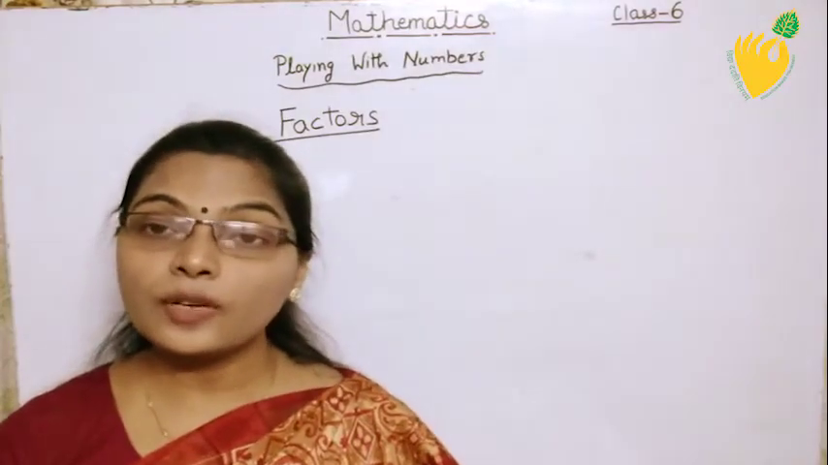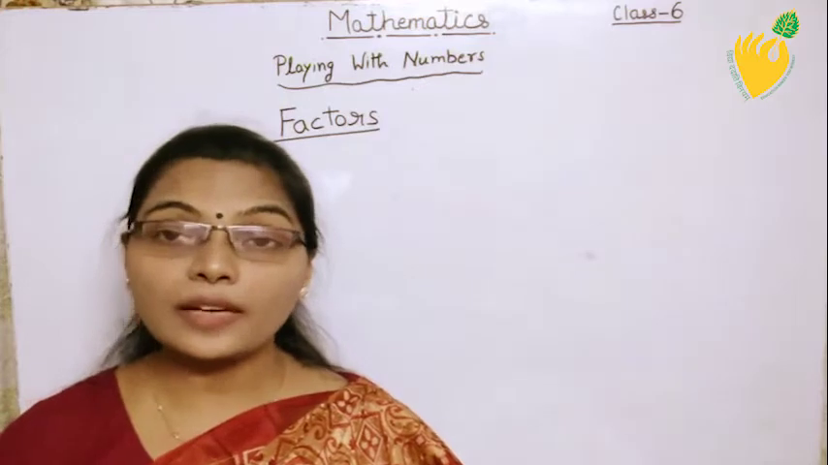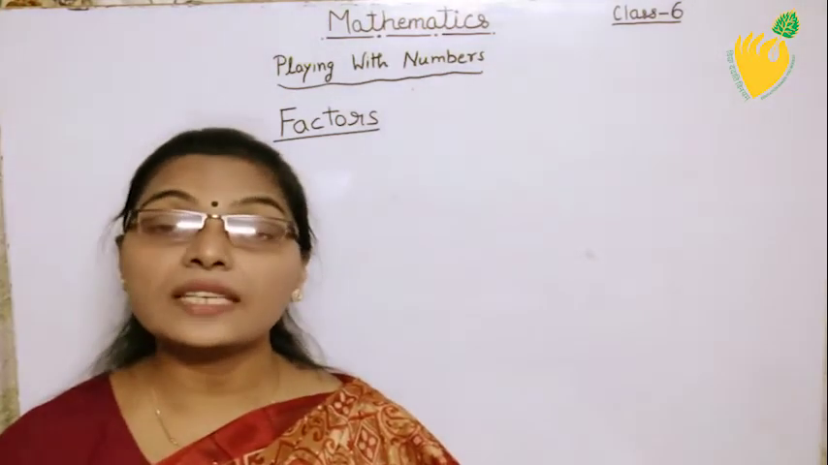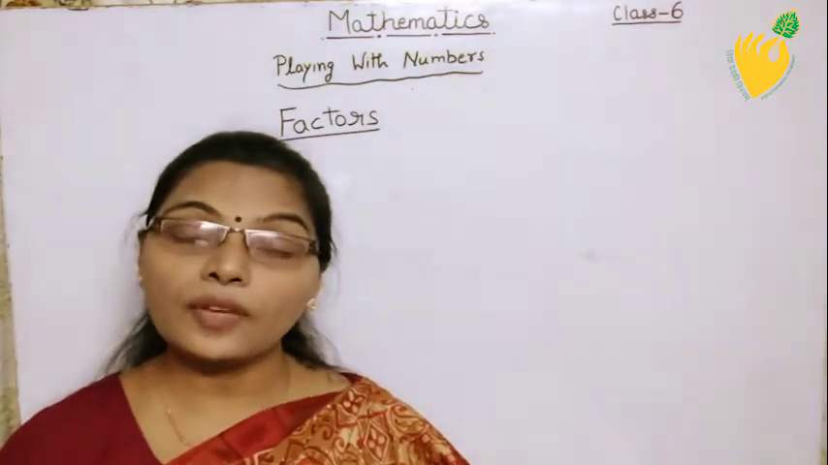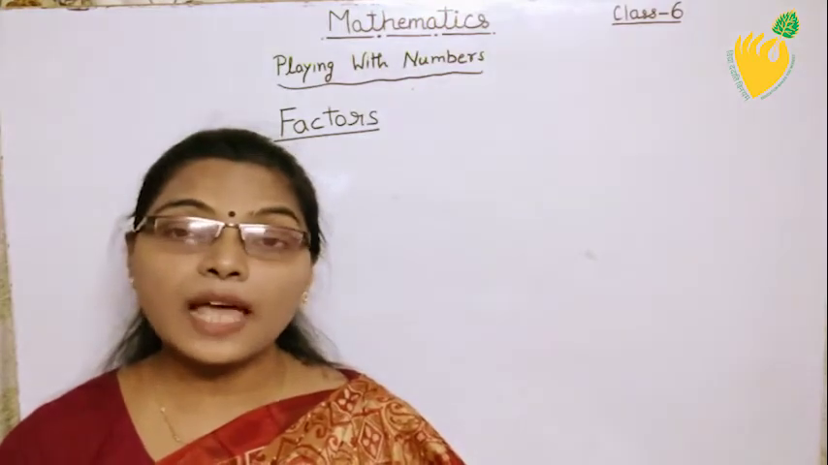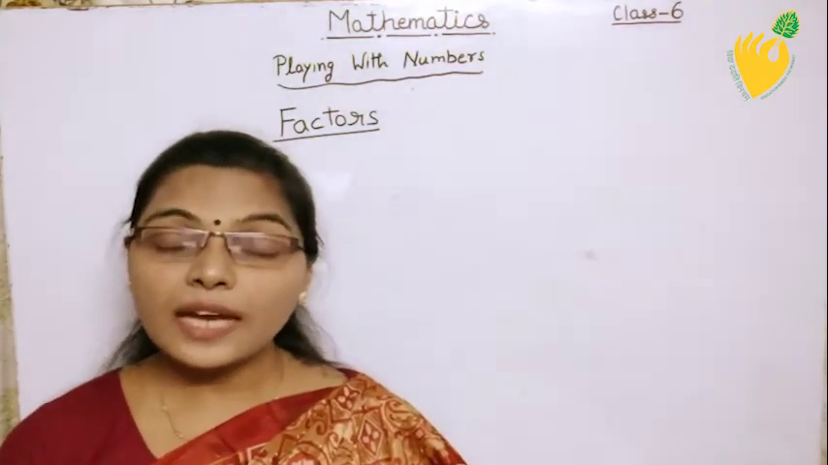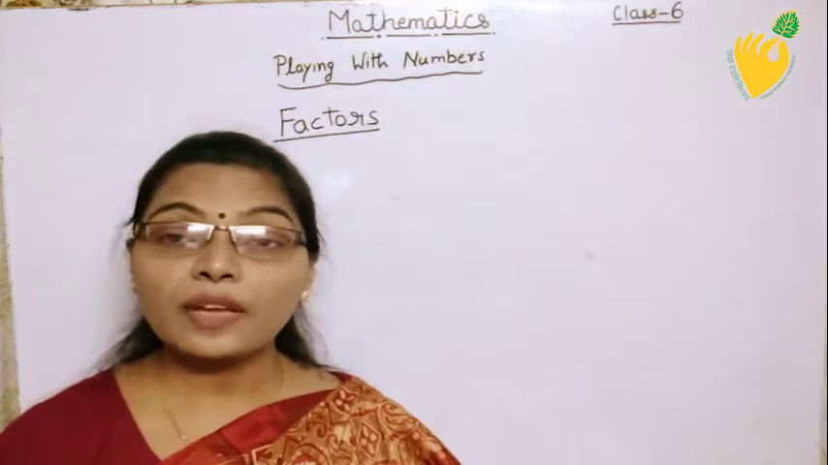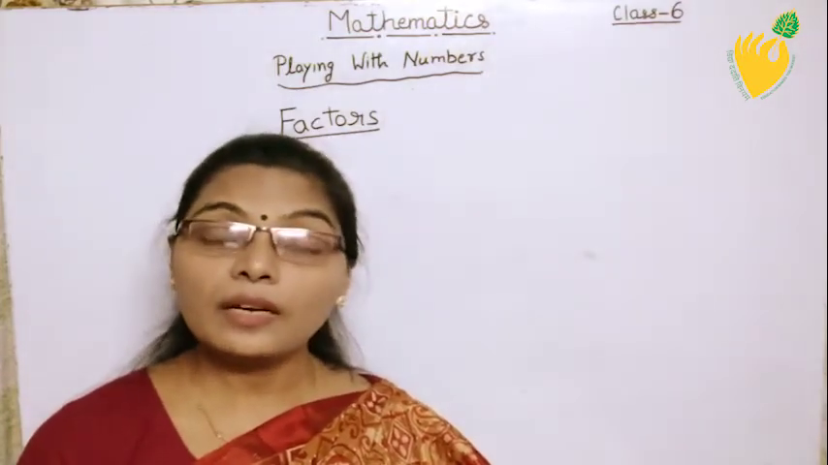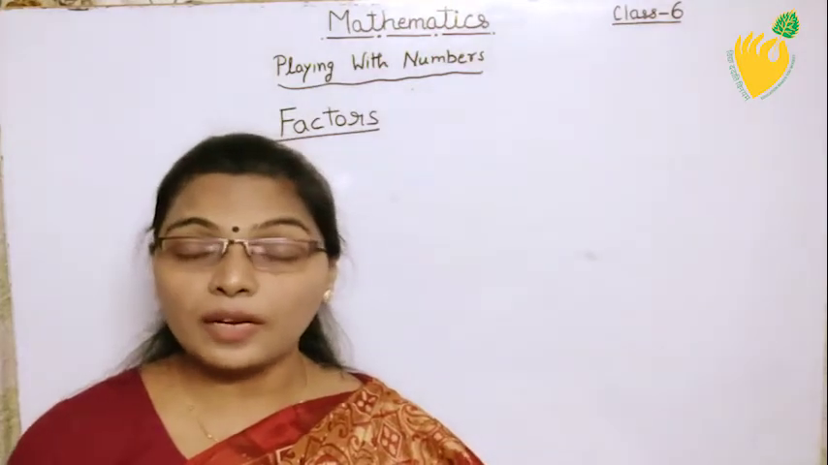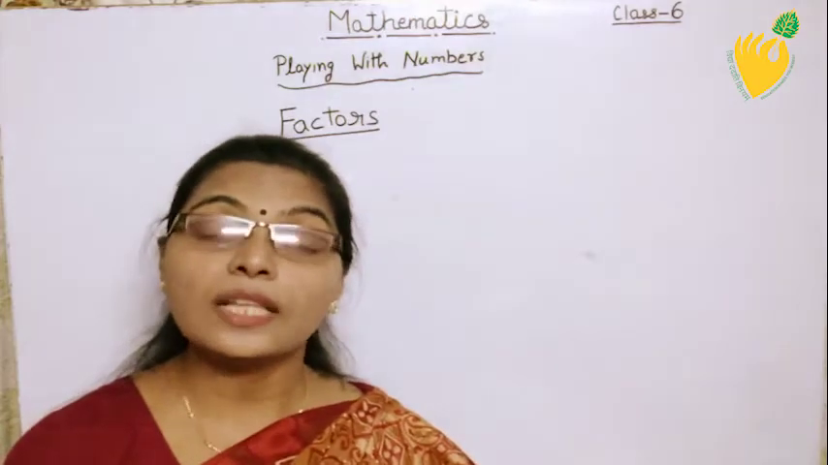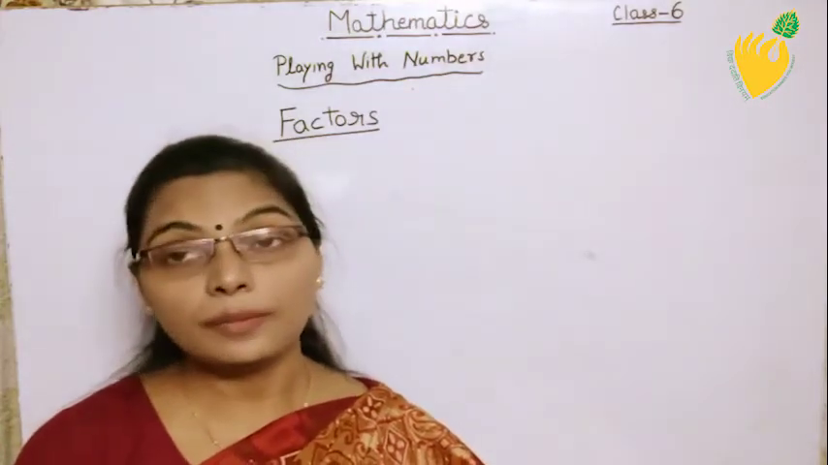Now students, I am going to explain you the next topic, that is factors. What are factors students? Any number which is an exact divisor of a given number is called a factor of that number. What do you mean by exact divisor students? Exact divisor means that whenever we divide any number by any number, the remainder remains 0. If the remainder remains 0, that number by which we have divided is called the exact divisor of the number.